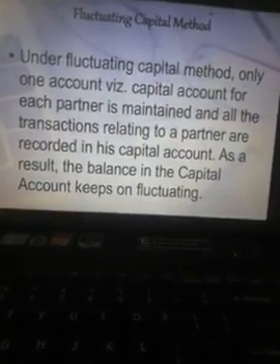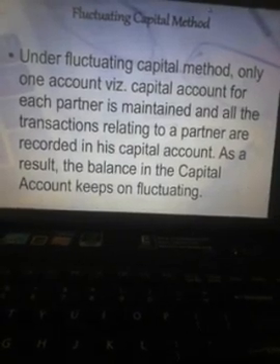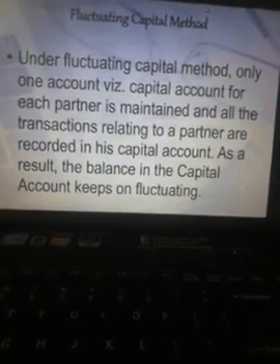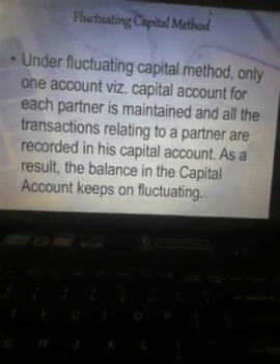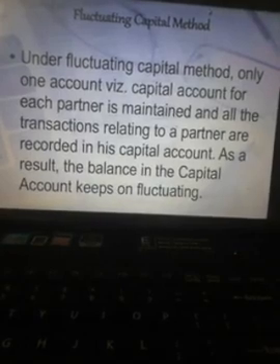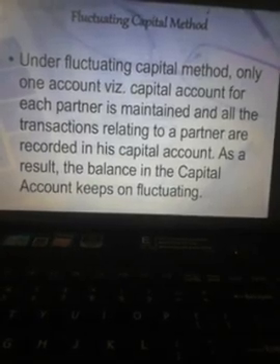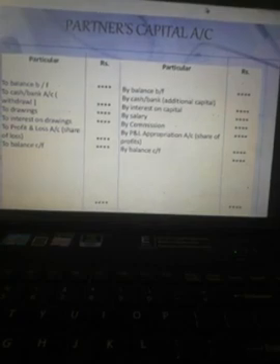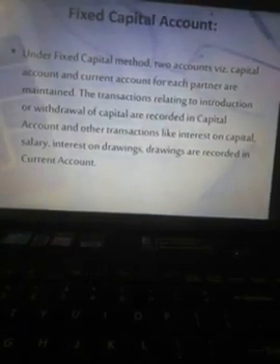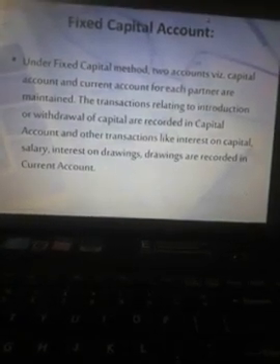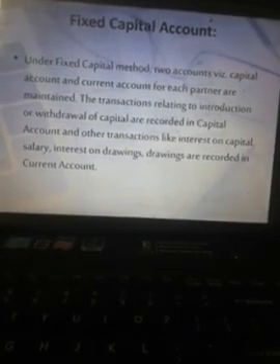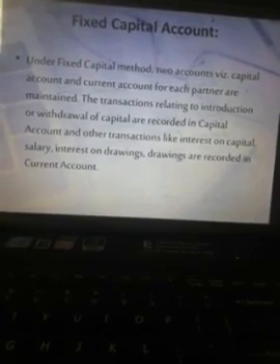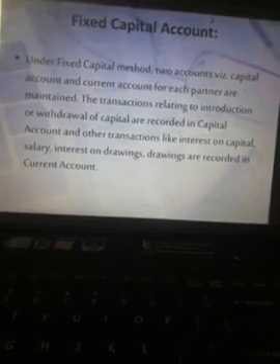Under the fluctuating capital method, only one account will be prepared, that is the capital account. That means all kinds of journal entries, all kinds of posting related to partners will be made in that particular capital account itself. But class, if you are maintaining the fixed capital account, then you have to prepare two different ledger accounts for partners. One will be your partners capital account and the other will be your partners current account. So what kind of things will be there in these two accounts?